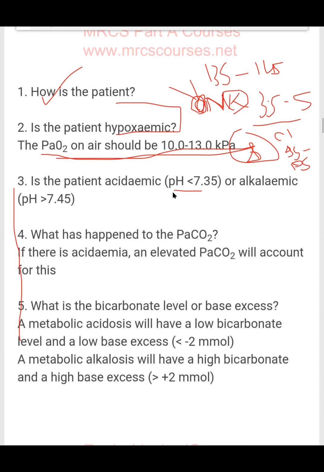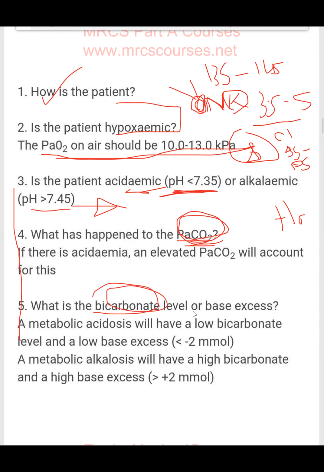pH from 7.35 to 7.45. Below this, it is acidosis. Above, it is alkalosis. Then PaCO2. What is the cause? Is it respiratory and the PaCO2 is disturbed, or is it metabolic, the HCO3 disturbed? So go to the bicarbonate after PaCO2 and base excess.